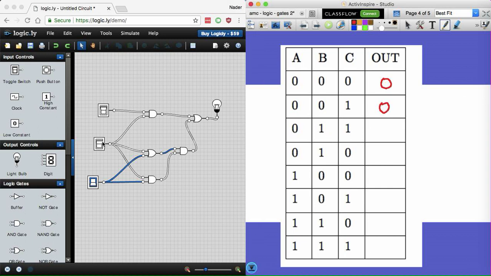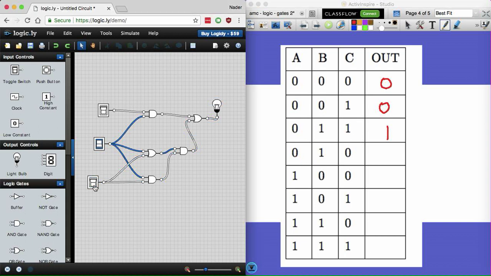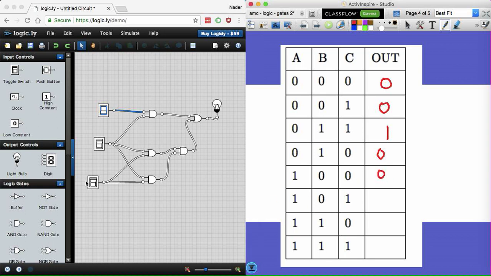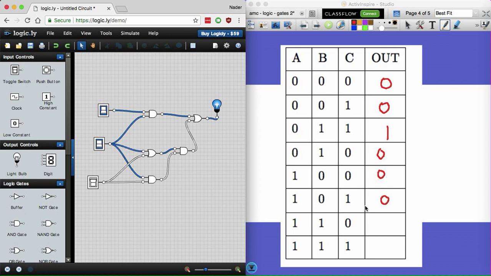B and C this time. Oh, hey, how about that? Interesting. You can kind of see the path of the power, which is one nice thing about this particular implementation. Just B. Oh. Just A. Okay. A and C. Good. A and B. How about that? And all three at the same time. Also good.